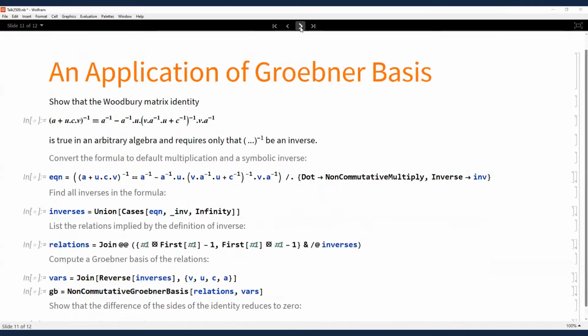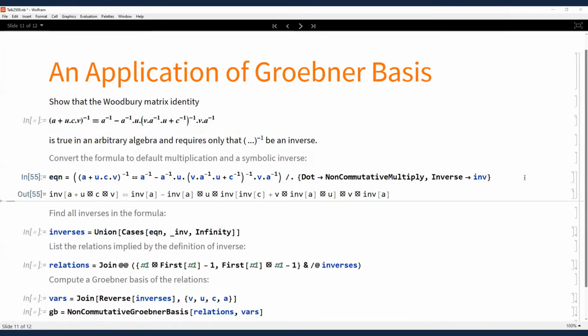Now let me show an application of Gröbner basis. We can show that the Woodbury matrix identity, here it is, quite commonly used, is true in an arbitrary algebra and requires only the minus first power to be an inverse. We will show that it actually applies in an arbitrary algebra. It doesn't have to be matrices. So to stress this, let's replace dot with non-commutative multiply and inverse with the symbol inv.